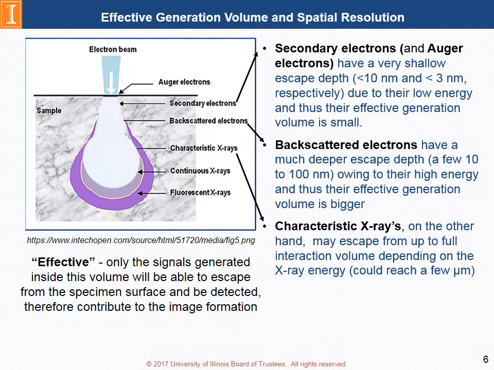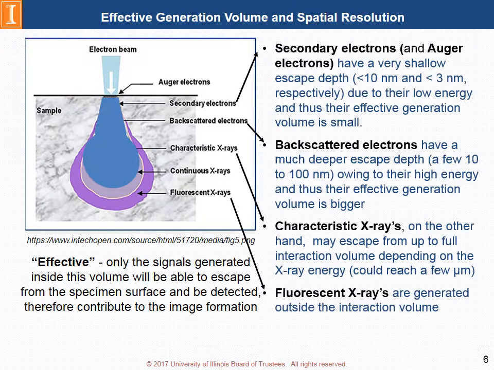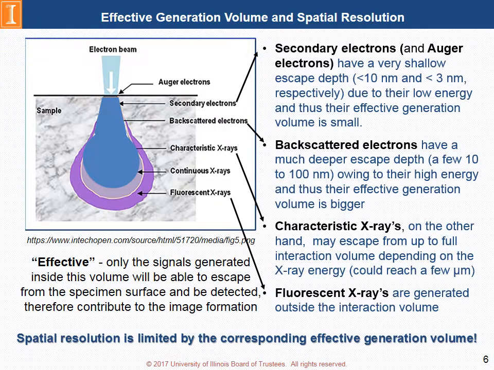Characteristic X-rays are more powerful than electrons. They may even escape from up to the full interaction volume, depending on their energy. Fluorescent X-rays are generated even outside the interaction volume. The spatial resolution is limited by the corresponding effective generation volume.